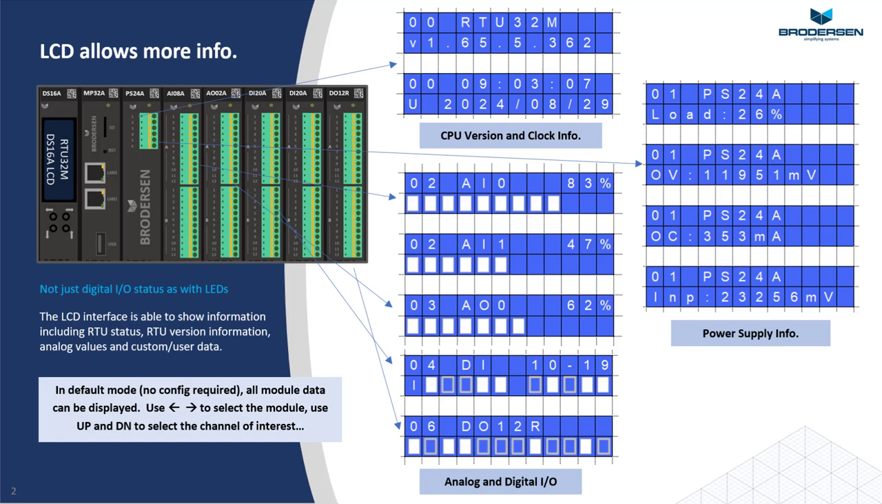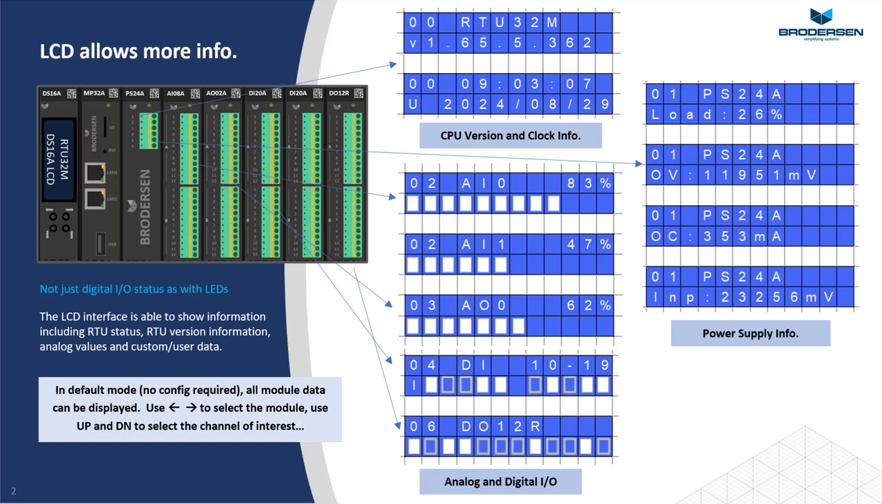A quick look at the concept of how it works. Selecting the module, so in the case of module 0 being the CPU, it returns things like its firmware version and date and time. And this RTU is in UTC mode, as we see on the second display up there.